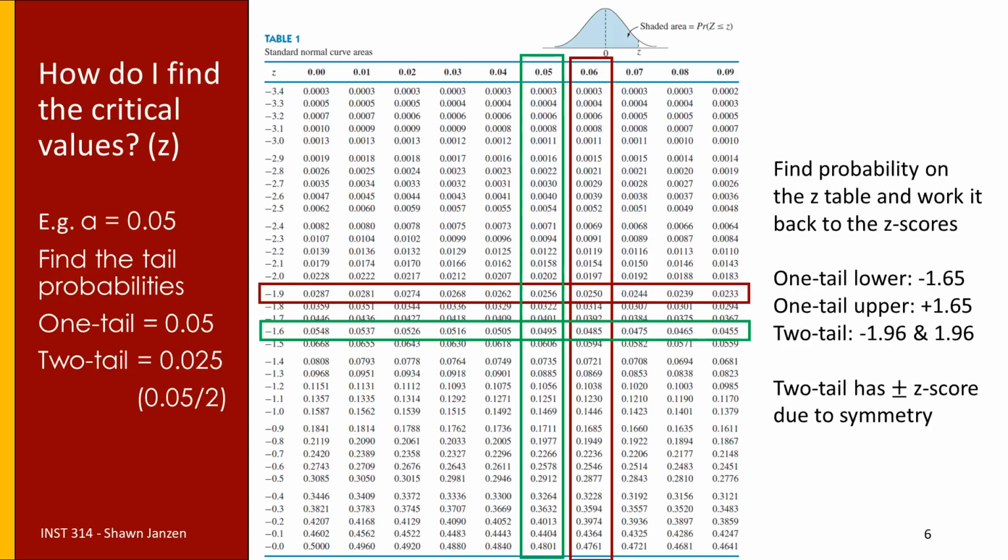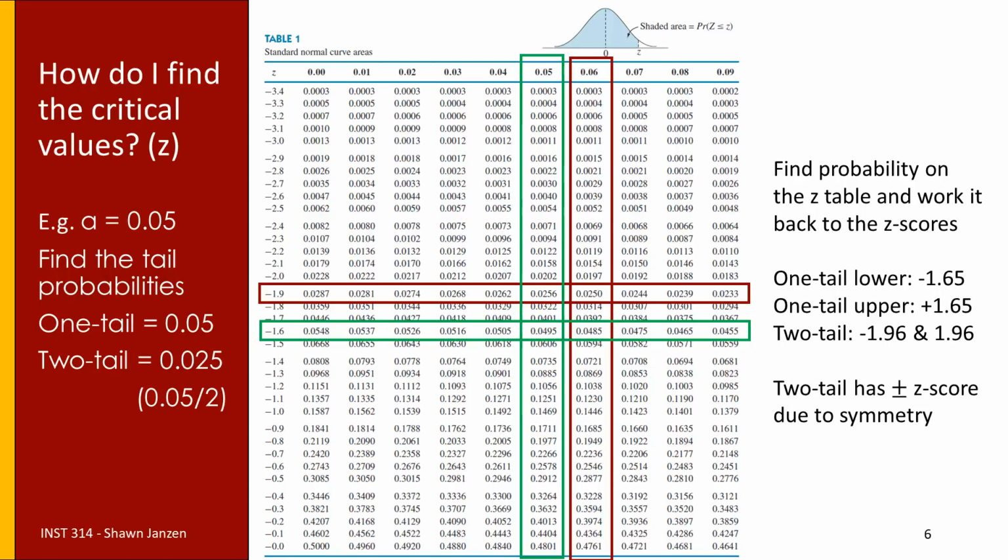Now, the z-table is symmetrical, so if we were to look for a probability of 0.95, which is the probability we would look for finding a positive tail test there, then we would find that's located at a z-score of positive 1.65.